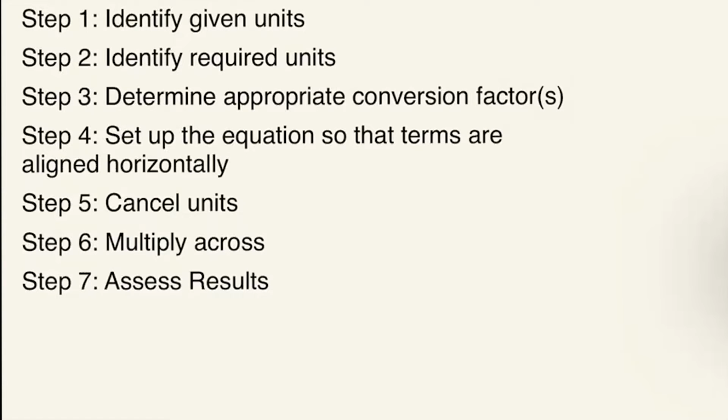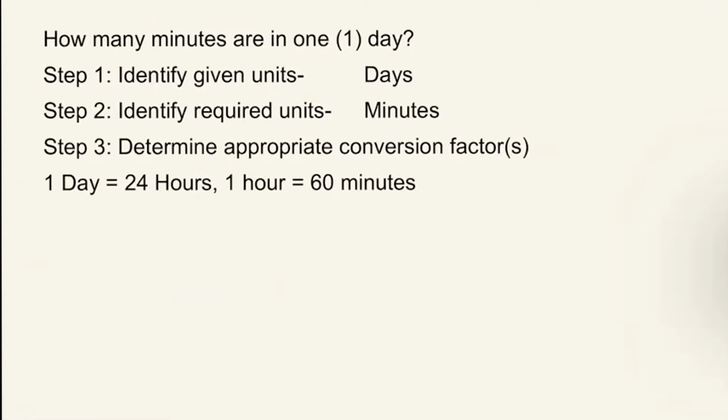So let's go ahead and apply these steps to our first practice problem. How many minutes are in one day? So our first step is to identify the given units. So we are given a term of 1 day. We identify the units that we want to convert to, and that is minutes. Our third step will be then to determine the appropriate conversion factors. So we know that there are 24 hours in 1 day and 60 minutes in 1 hour.